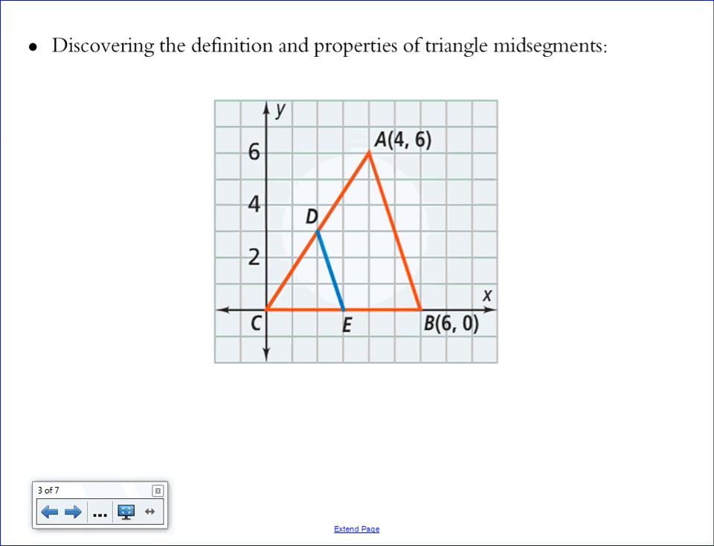Now, a midsegment in a triangle has a lot of special properties. We're going to discover them using the coordinates of this triangle on the coordinate plane. We want to start by using the midpoint formula to discover something. We're going to also use the slope formula to discover something. And we're going to use the distance formula to discover the third property. This is a good review of all three of these coordinate geometry formulas. Let's move to another slide where there's a little bit more room.